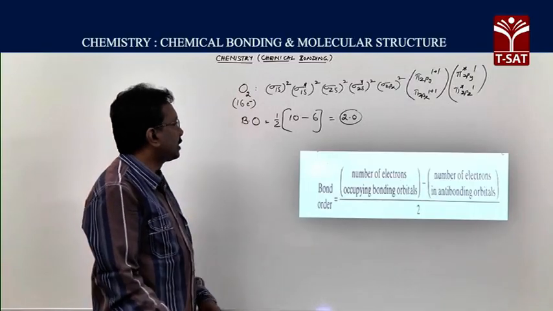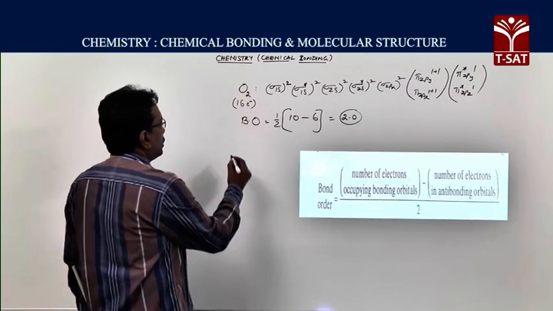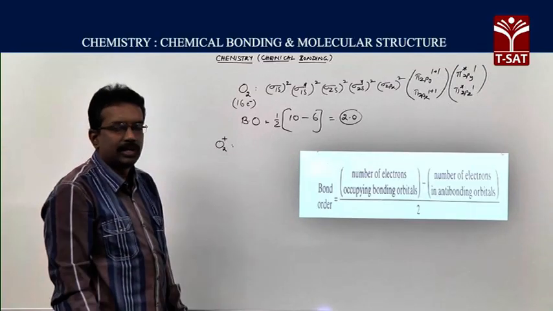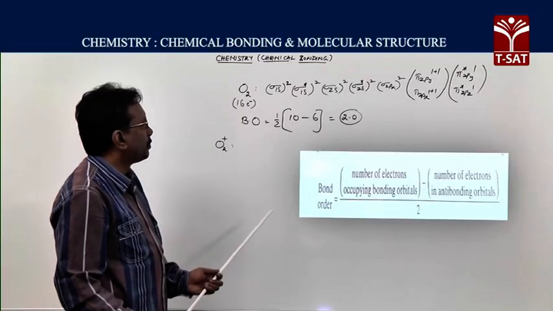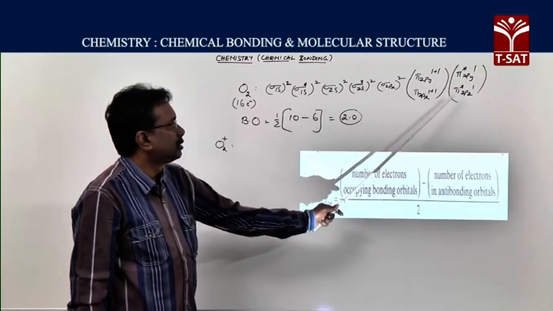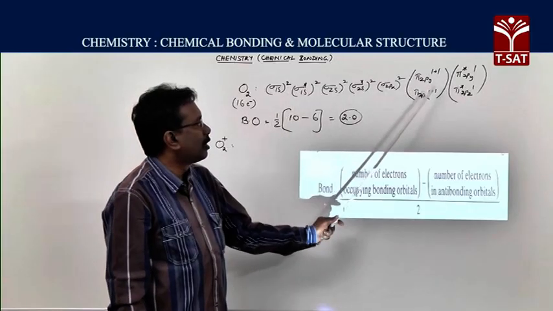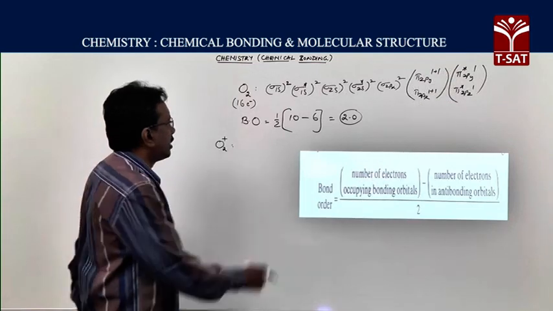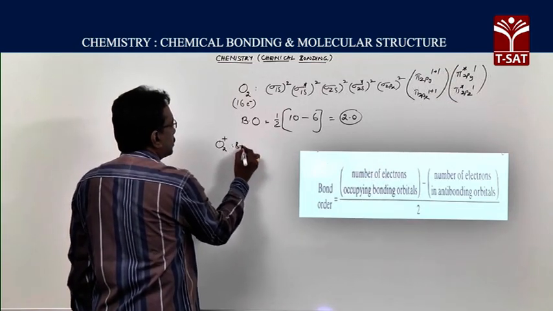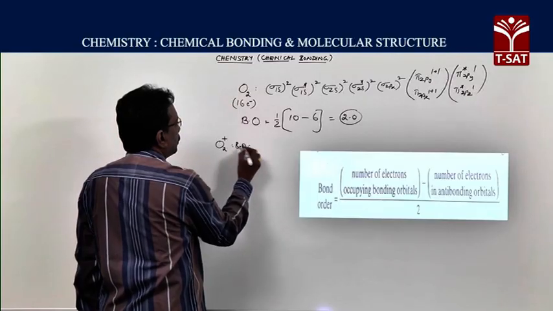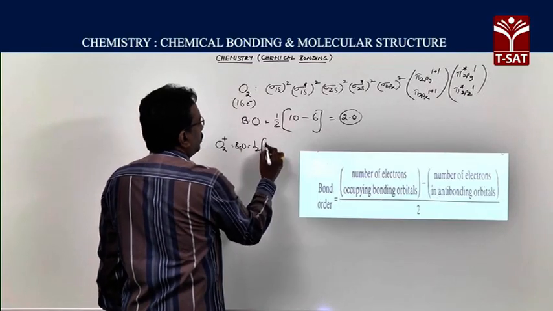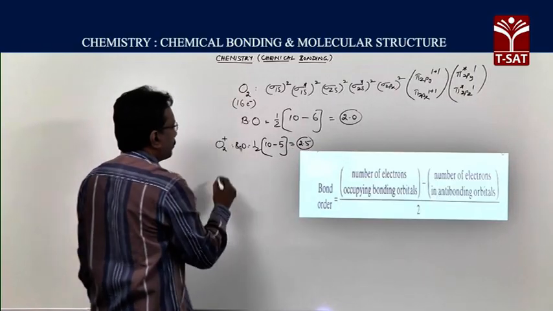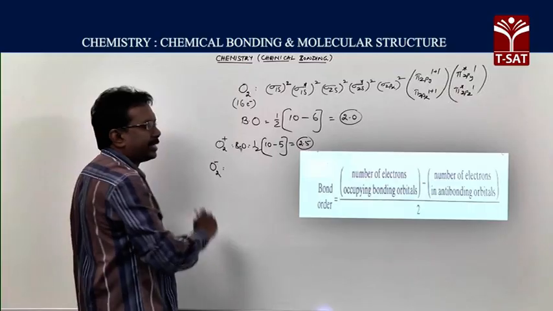Now, after writing the oxygen electronic configuration, I am going to the O2 plus ion, the existence of the molecular ion. So O2 plus means we have to remove one electron from the outermost. That means we have to remove the electron from bonding or anti-bonding, that is, from the anti-bonding orbitals. That's why the bond order for O2 plus becomes half of bonding electrons 10 minus 5. This becomes 2.5.